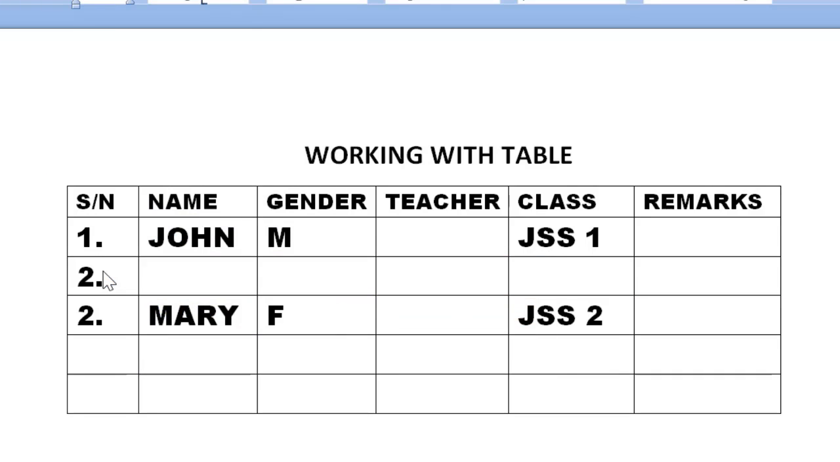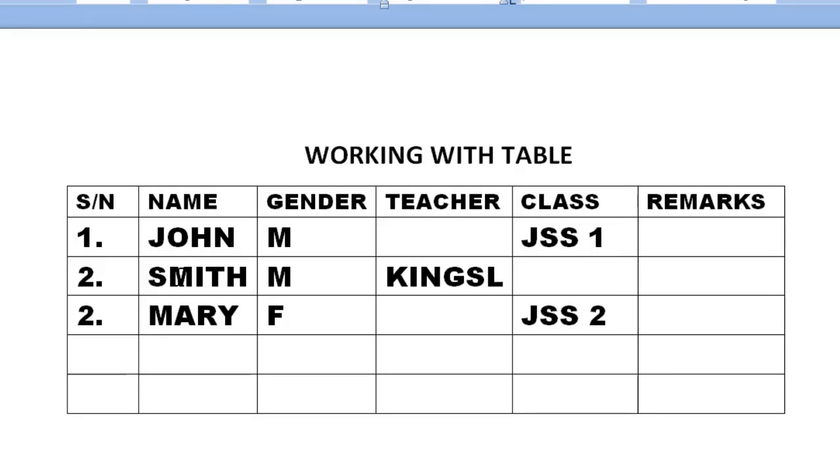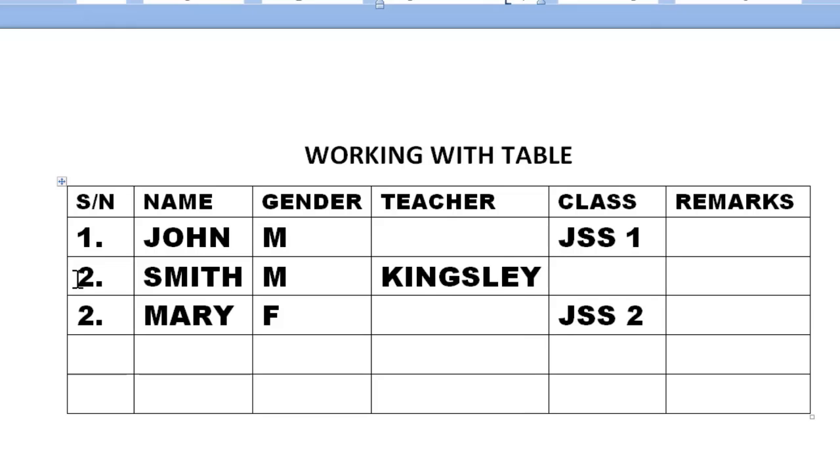So you adjust this, and probably you have omitted the name of a person here, and that is Smith. Smith, male. The name of class teacher is Mr. Kingsley. So in that order, and you change this to number 3. That is how to insert row.